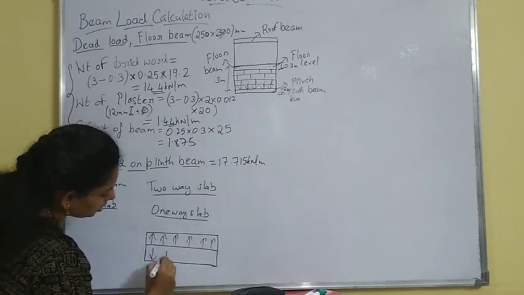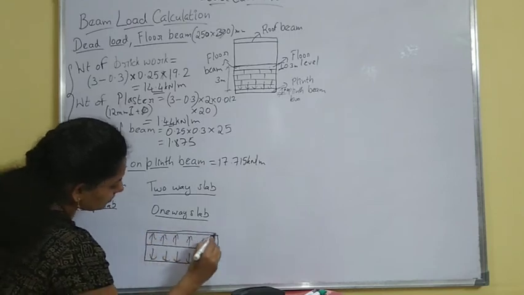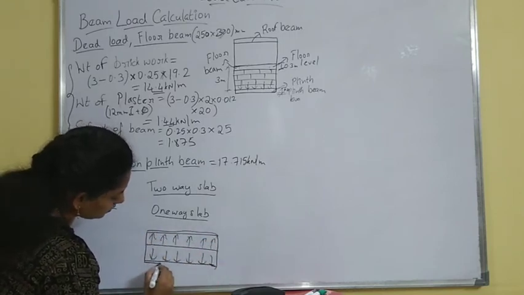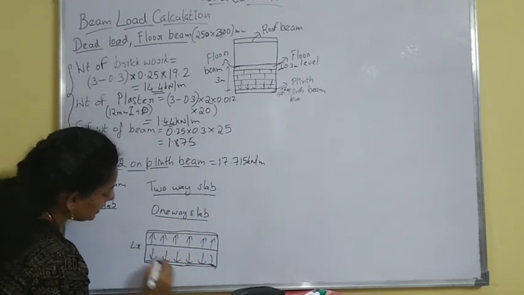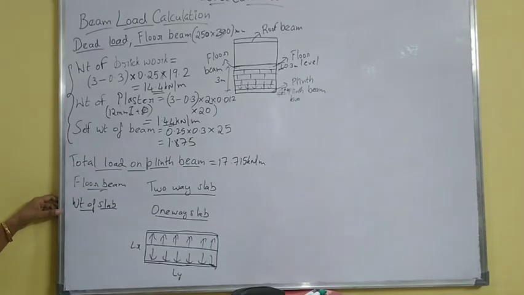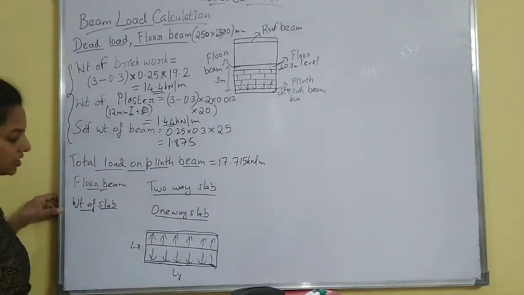This is your load distribution on beam. This is the slab and this is your beam. Suppose this is your beam. This is Lx, this is Ly. Shorter Lx is nothing but the shorter direction length, and Ly is the longer direction length.